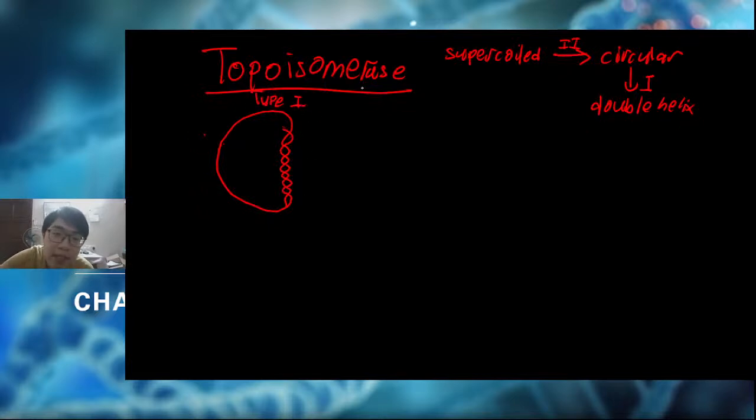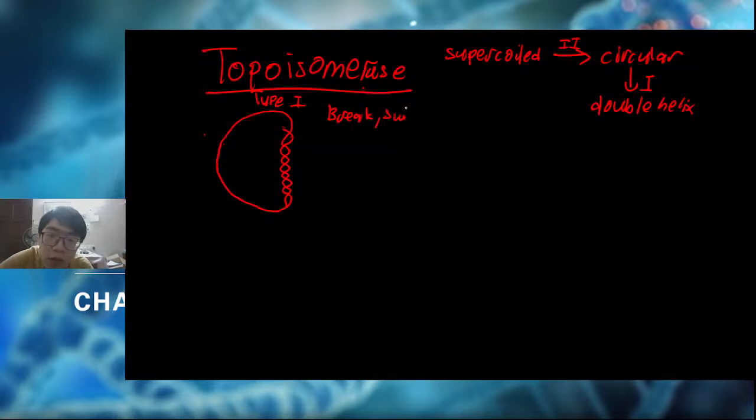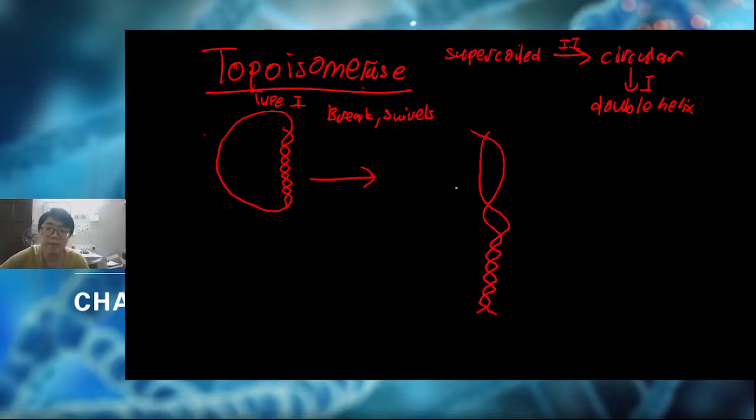Type 1, this enzyme, it will cut, break the DNA, and then it will swivel the double helix DNA to become a more relaxed form. Dia akan jadi macam ni. Awak boleh nampak ada beza tak? Dia akan jadi macam ni. Lepas tu dia macam ni. Nampak beza tak? Apa beza dia?